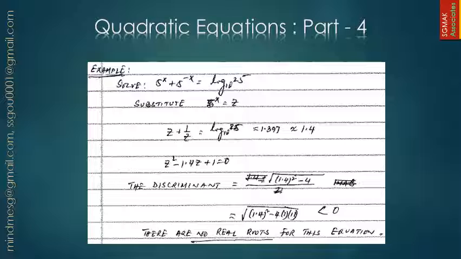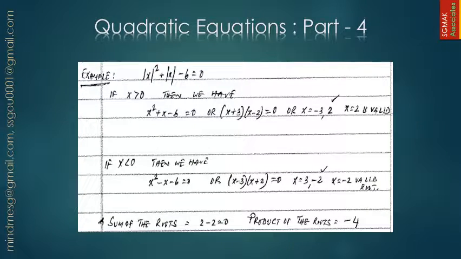So the equation becomes z squared minus 1.4 z plus 1 equals 0. And if you look at the discriminant of that, that comes out to be 1.4 squared minus 4, square root of that divided by 2, is less than 0. So the roots of the equation are imaginary, so there's no real solution for the equation we started with.